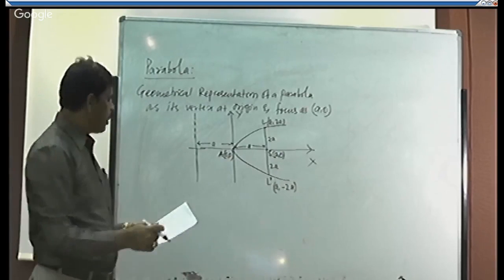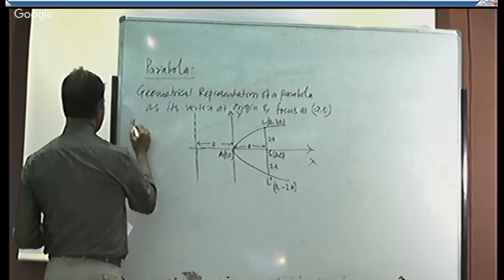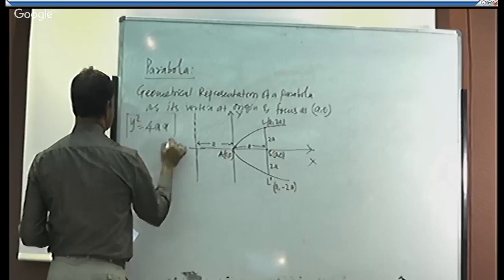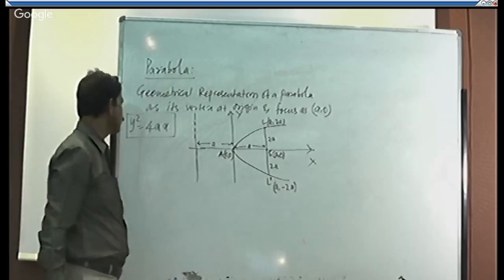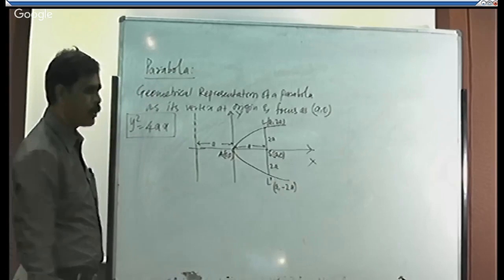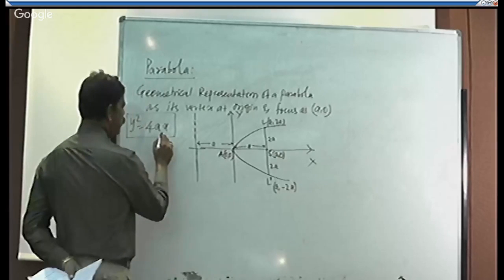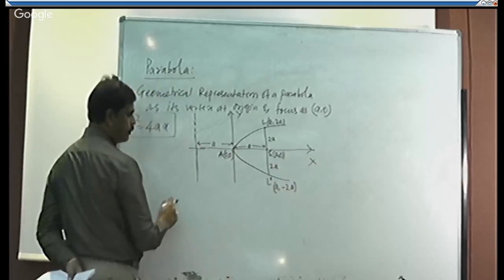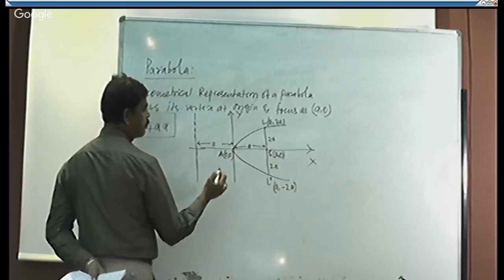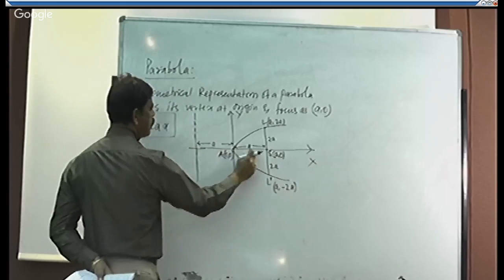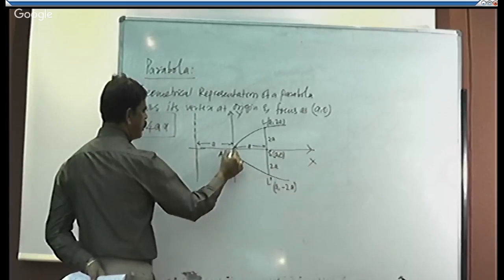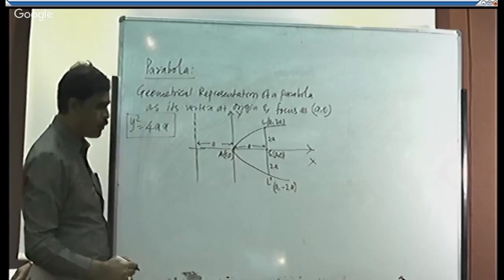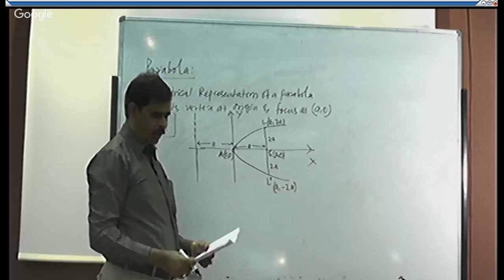Right? The equation is given by y square is equal to 4ax. Equation of parabola is y square is equal to 4ax. This is for the axis being the x-axis. Axis of the parabola is the x-axis, and vertex is what? Vertex is the origin, (0, 0). Right?